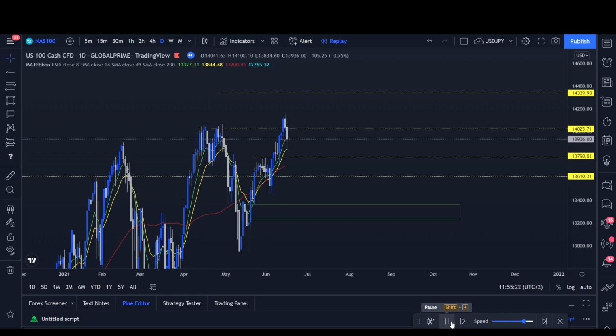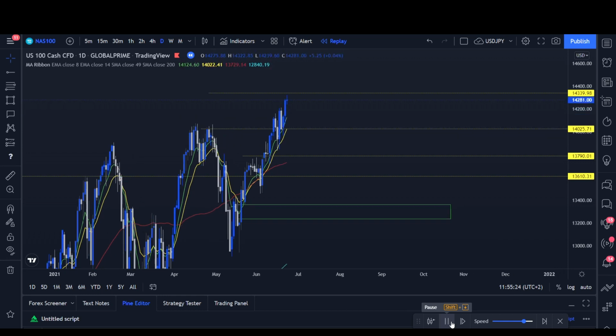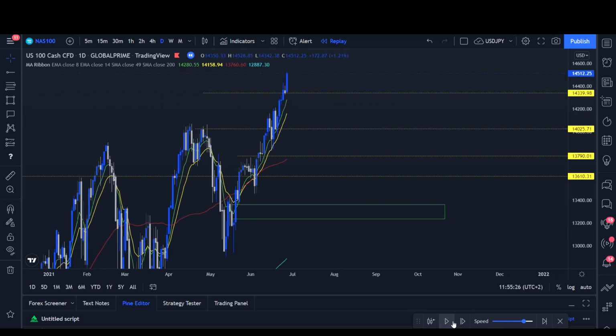Target 2 hit. Market pulls back again. Target 3 hit, right? Beautiful example of not using all of your things, but look how beautifully it panned out though. So, well, let me just replay that for you guys again. We were here.